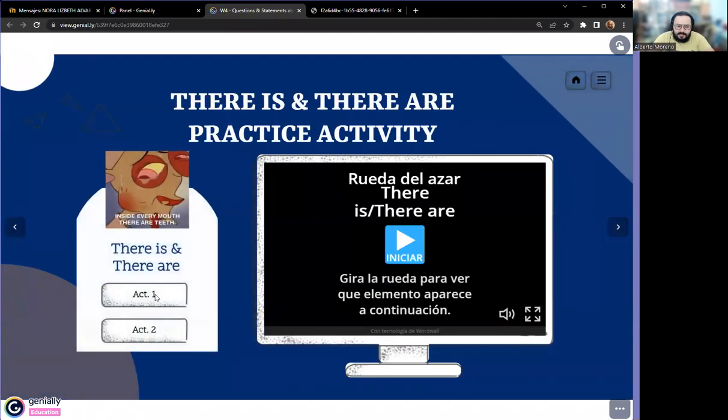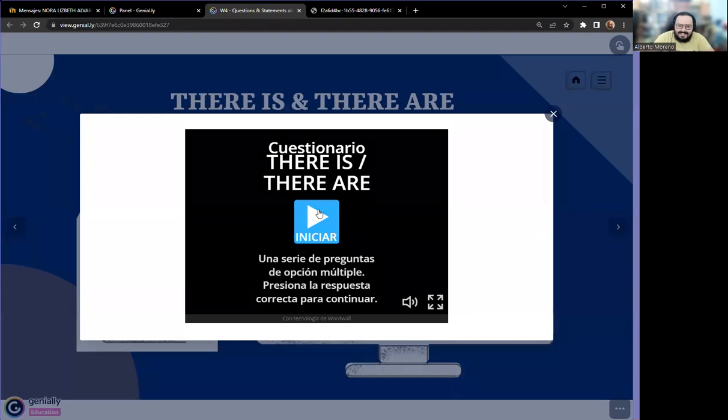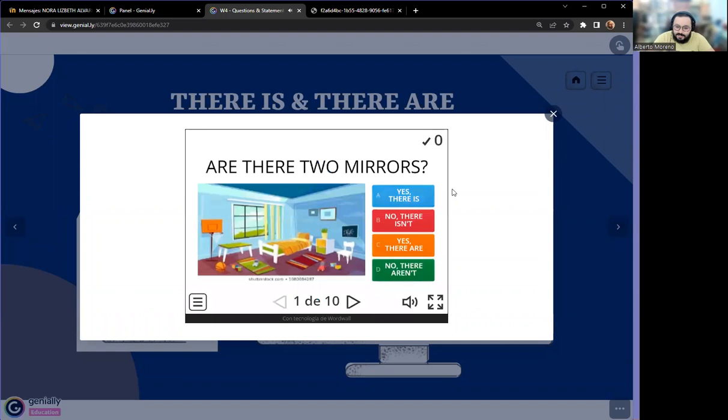So let's continue with the there is and there are. This is an activity in which we have to choose the right answer. So I'm gonna ask you and you have to answer me, according to the images, of course. En este ejercicio tenemos que responder de acuerdo a la imagen, con lo que la pregunta la debemos responder con respecto a lo que veamos en la imagen. Yo les hago la pregunta, ustedes me dicen la respuesta.